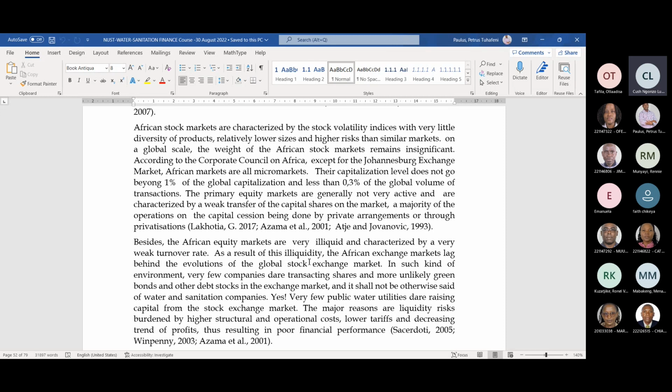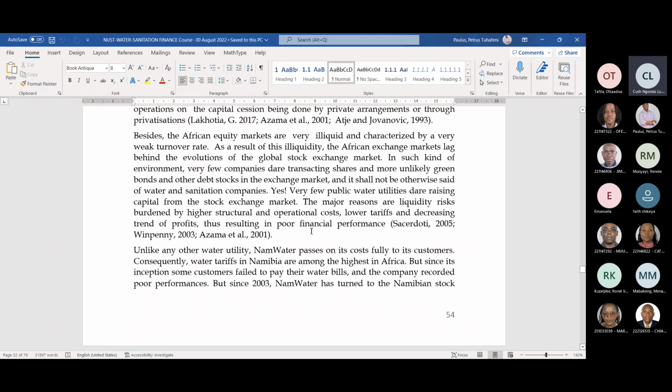Then the majority of operations on capitalization are being done by private arrangement through privatization. That is what is being done in Africa. So due to the illiquidity of these markets, very few companies dare transact shares, and more unlikely green bonds and other debt stocks, in the exchange markets in our continent. So we need to strengthen this. We need to strengthen the liquidity of our stock exchange market. We need to strengthen the operations so they can work 24 hours out of 24 hours.